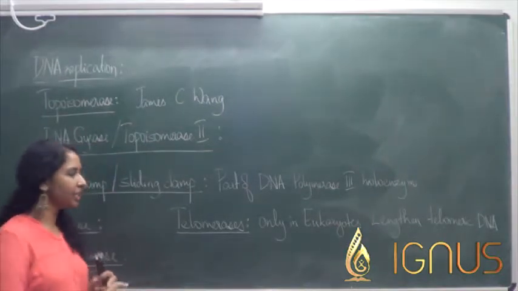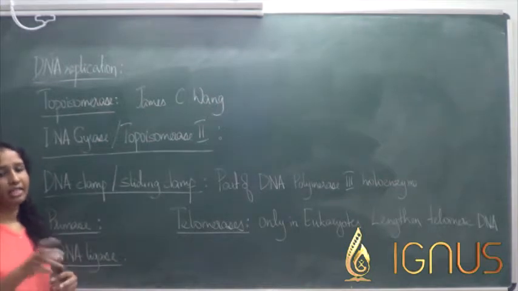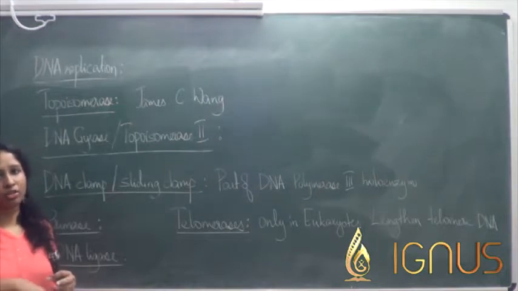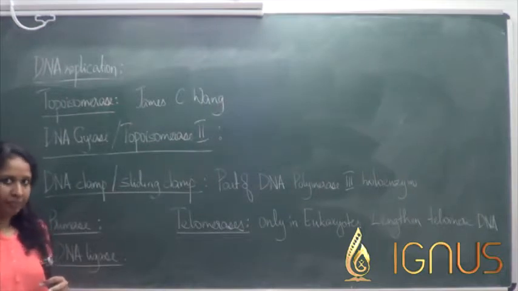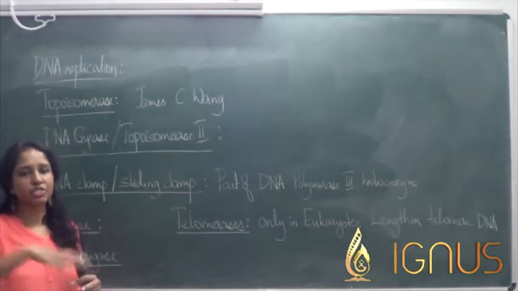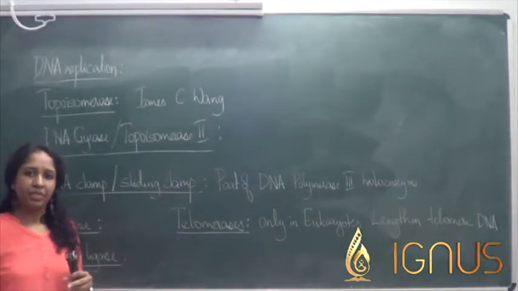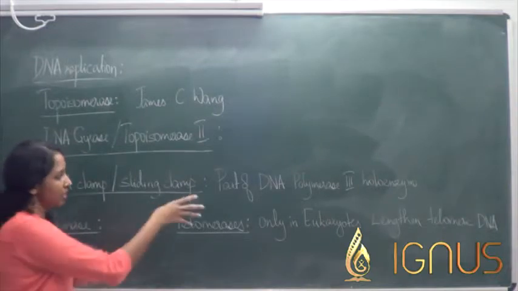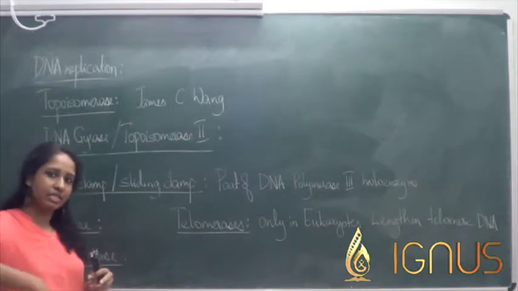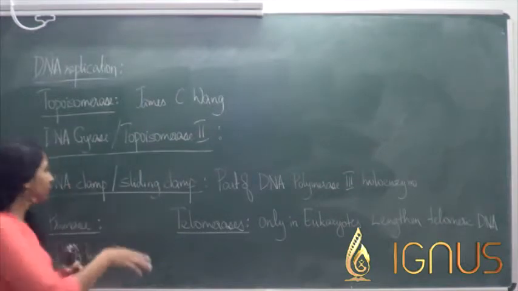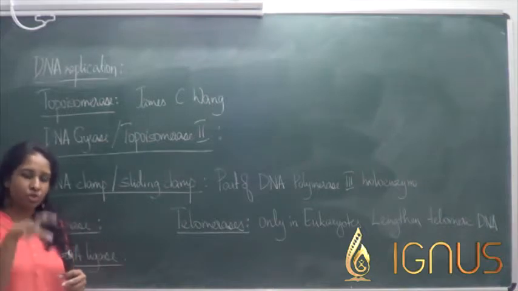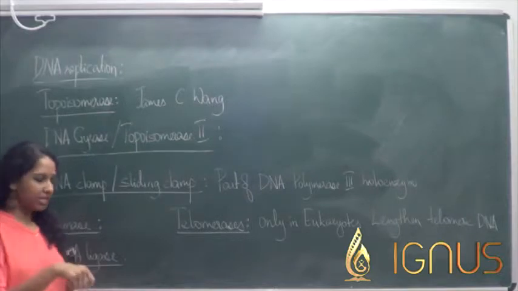Now the function of the DNA clamp or sliding clamp is that, like the name suggests, it's a clamp. So it is going to hold on or latch on to the single strand DNA and make sure that the DNA polymerase is not going to detach from the single strand DNA. So once the DNA polymerase attaches to the single strand of DNA and starts synthesizing a new strand of DNA, the DNA clamp is going to make sure that it does not dissociate from it. So it attaches it to the template strand.